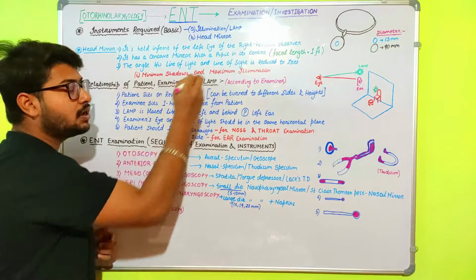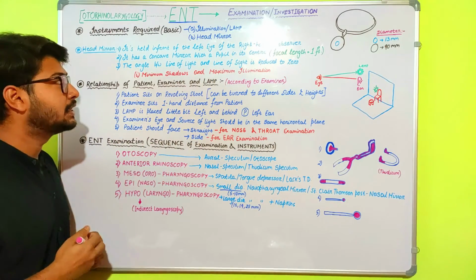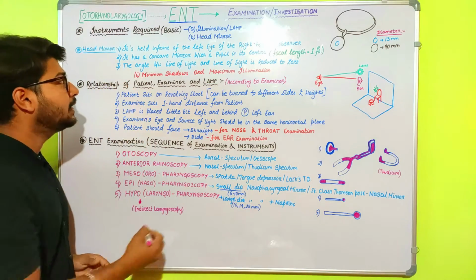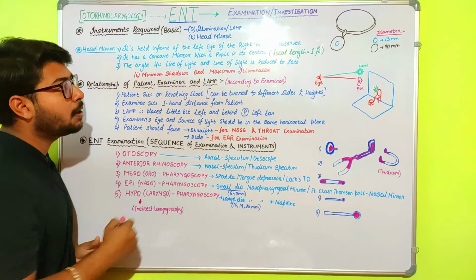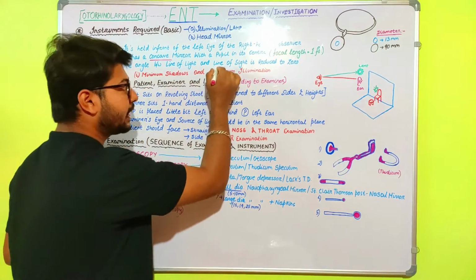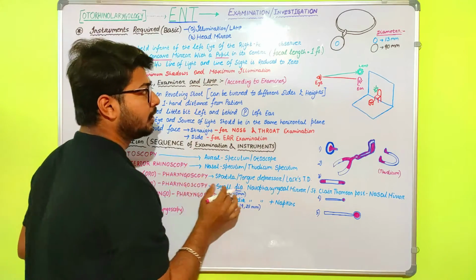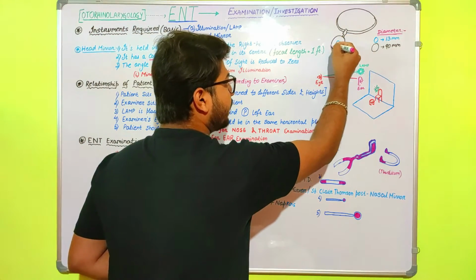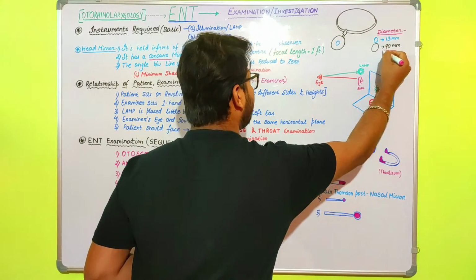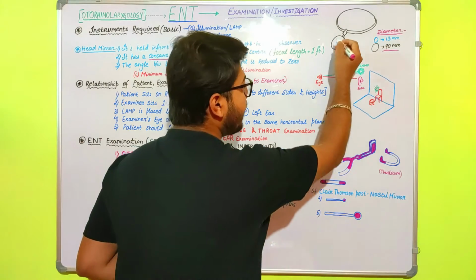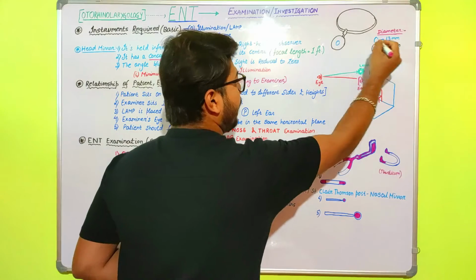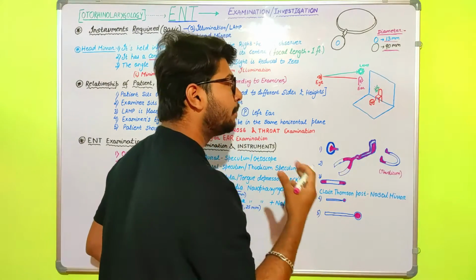It means if the examiner is a right-handed person, then the mirror should be held in front of the left eye. And it has a concave mirror with a pupil in its center. First of all, it has a concave mirror, and second, it has a pupil in its center. Here you can see the black circle represents the concave mirror with a diameter of 90 mm, and inside it at its center it has a pupil whose diameter is 13 mm.